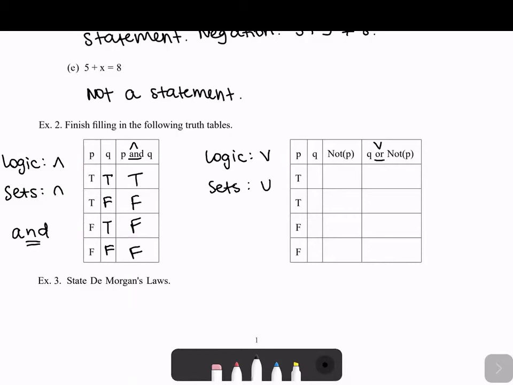Okay, the next one. So this one has P and Q, not P, and P or not Q. Sorry, Q or not P. So again, we have the exact same setup every time. P is two trues and then two falses. So now Q is going to be true, false, true, false, because we want to have the exact same step every time to account for all combinations of true and false.